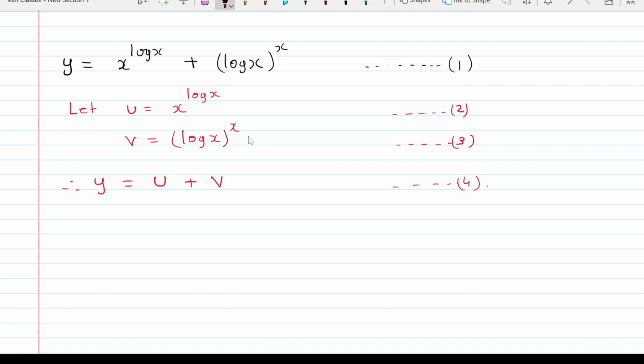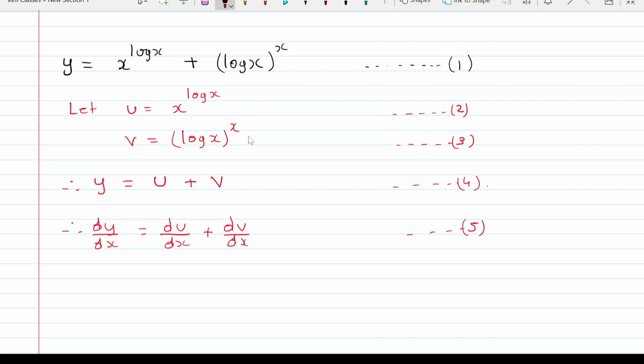Okay, now therefore dy by dx is equal to du by dx plus dv by dx, that is equation 5. Now what is our aim actually? To find dy by dx. That's the aim. To find dy by dx we need the value of du by dx and we need the value of dv by dx.